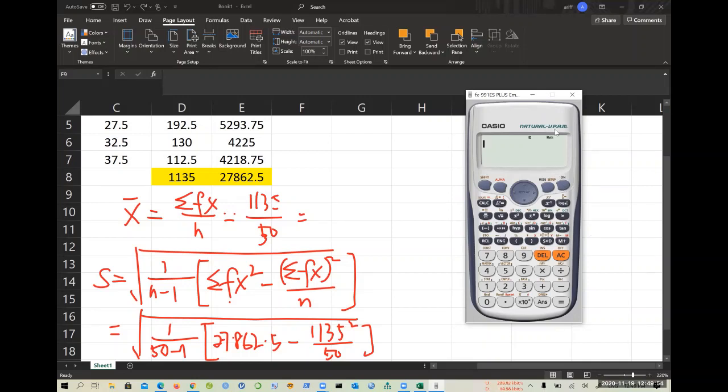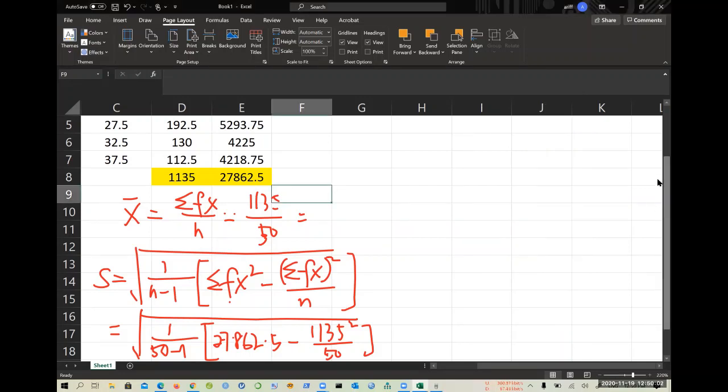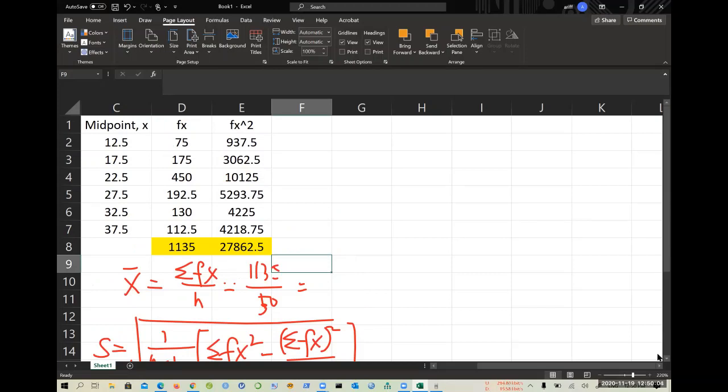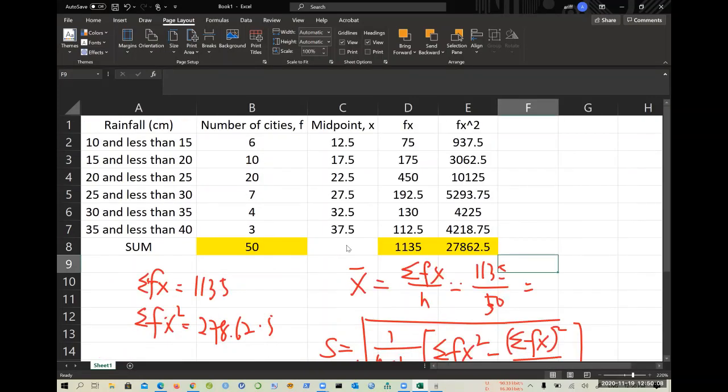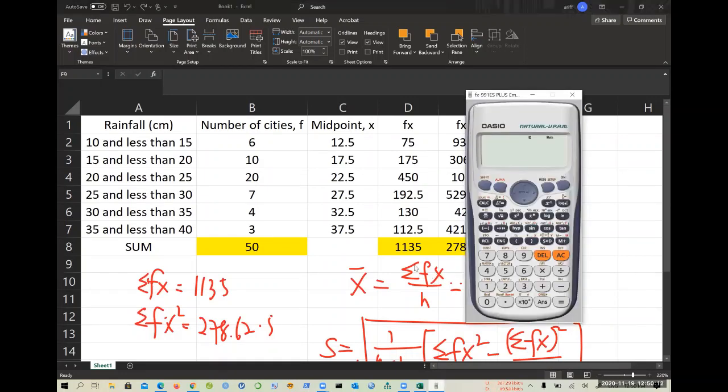So if you cannot do the summation, what you can do is, if you want to do the summation without using the table and everything, you can also use just the calculator. Let me show you once. Say you do not want to make the table, and you want to use the calculator for everything. You just need the sum value. So what you need to do is simply multiply the f and x.